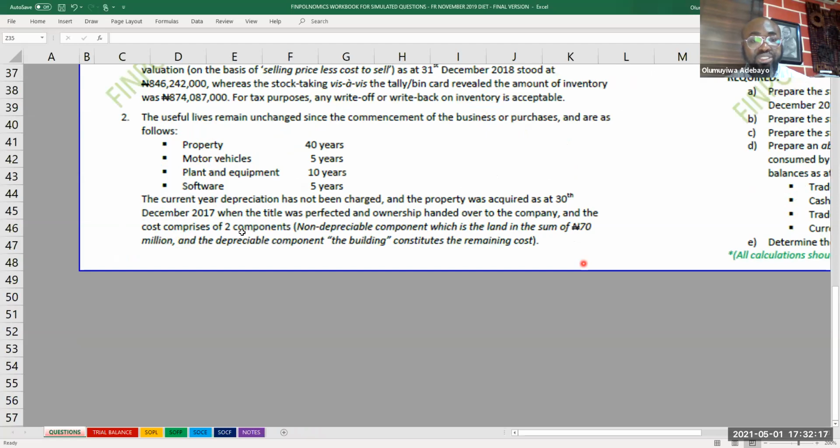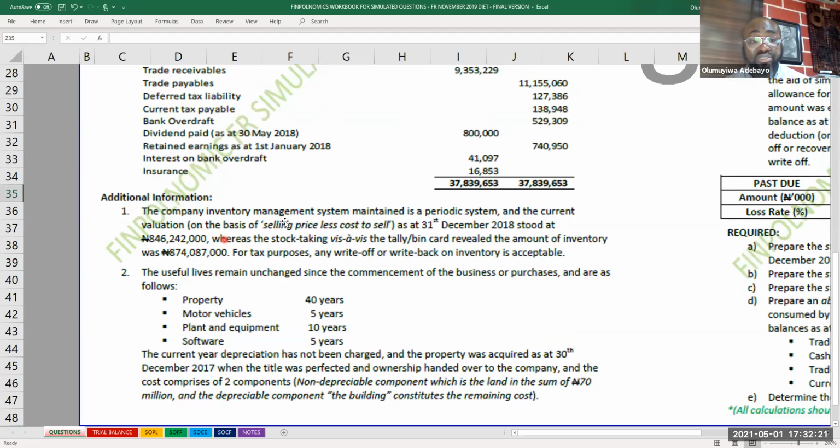The first additional information, who can explain what it is after I finish reading it? The company's inventory management system maintains a periodic system. As an accountant, you are aware that there are two forms of inventory system that a company can maintain. One is periodic system. Who can tell me the second one? What is the second inventory management system that an organization can maintain? The first is periodic. What is the second? I await your contributions. What is the second? Perpetual.